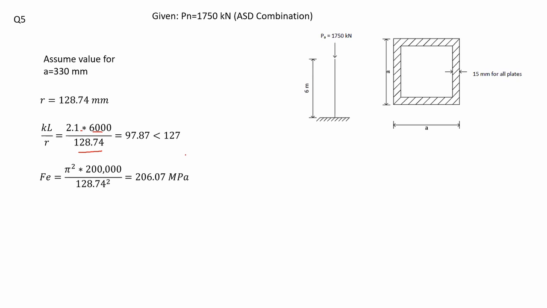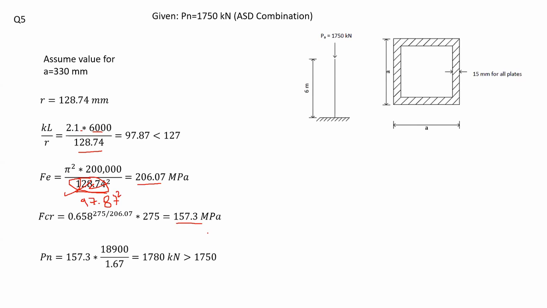Continue and calculate FE. Substitute by, okay, this is a mistake in here. This should be 97.87, the KL over R value. Square that and calculate FE, you get 206 megapascal. One more step, FCR. Plug in all the values that you have found and your FCR would be 157 megapascal.